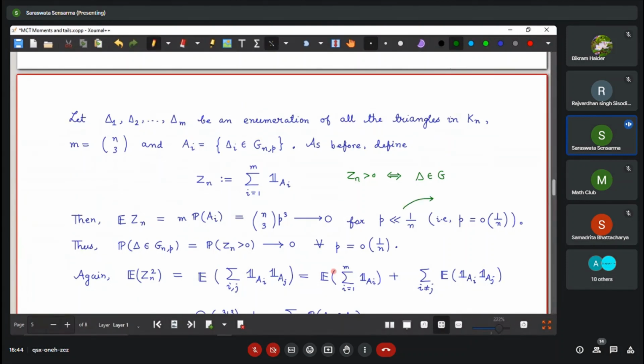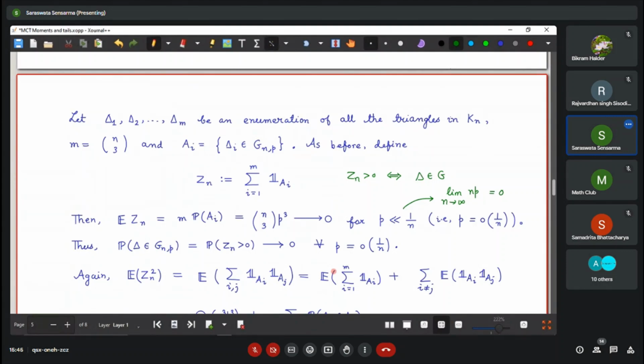In other words, if the limit of np is 0 as n goes to infinity, then this is also going to 0. In other words, the probability that the graph will have triangles is going to 0. This is the upper bound on the probability. So the probability that the graph will have triangles is going to 0 for p smaller than 1 over n. If the function p of n is dominated by 1 over n, the graph is not expected to have triangles.